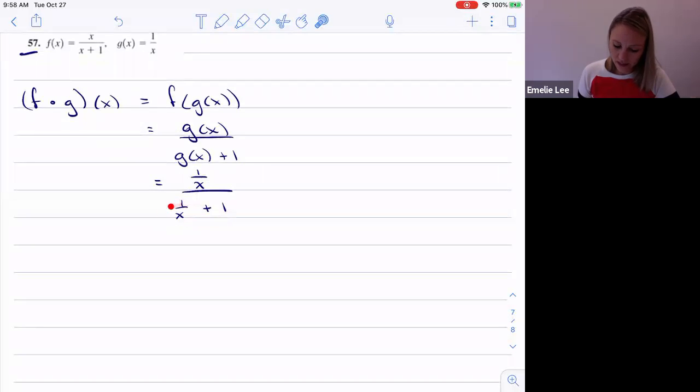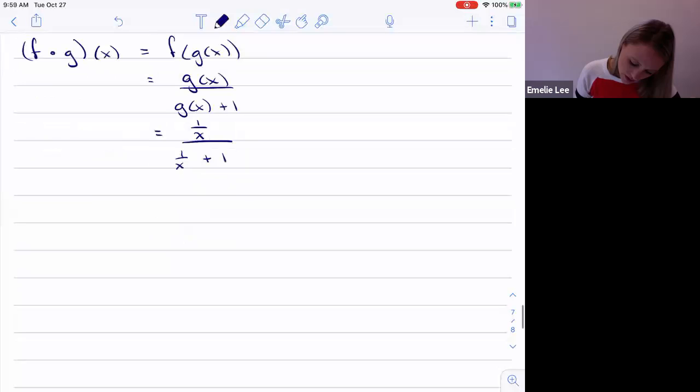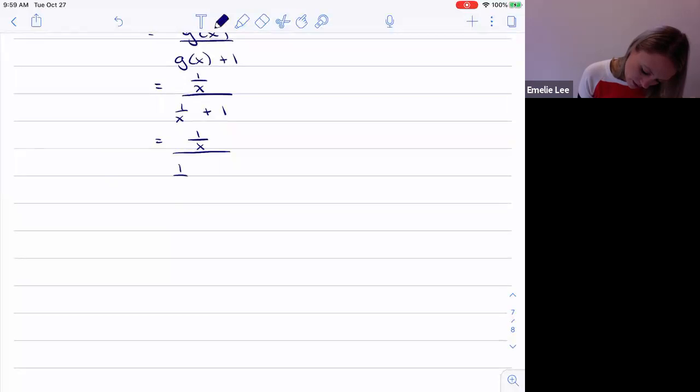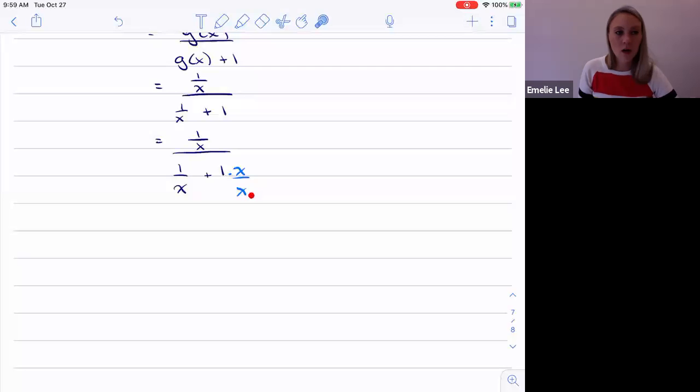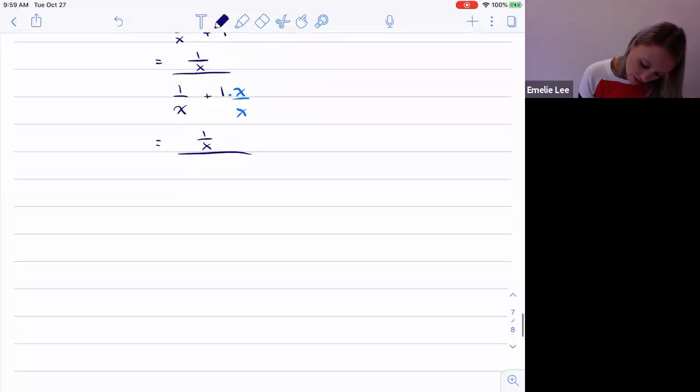In order to add these, I have to have a common denominator, and in order to simplify a fraction over a fraction. So this becomes 1 over x over 1 over x plus 1, and then I'll show it times x over x, to get that common denominator of x. So this becomes 1 over x over 1 plus x over x.